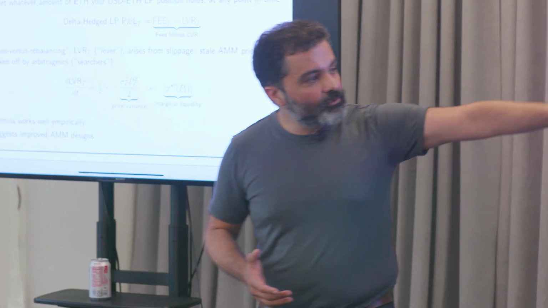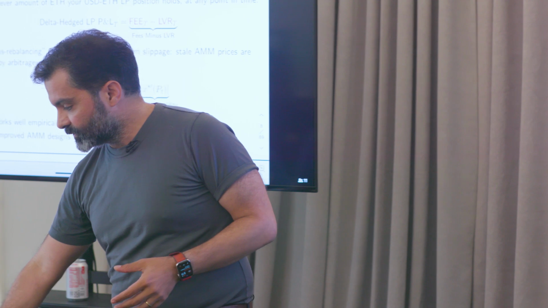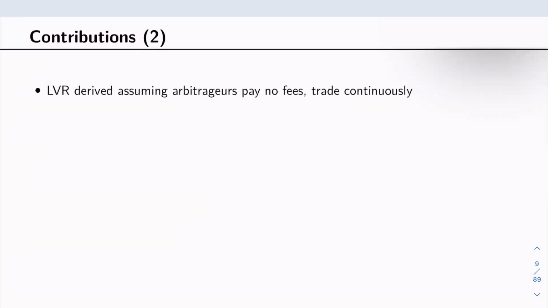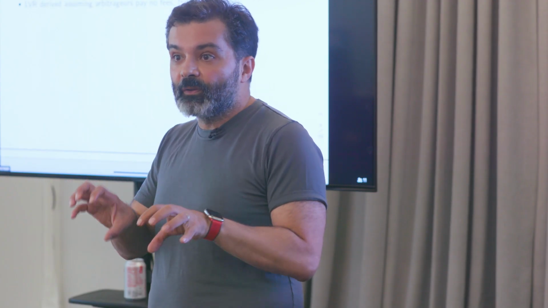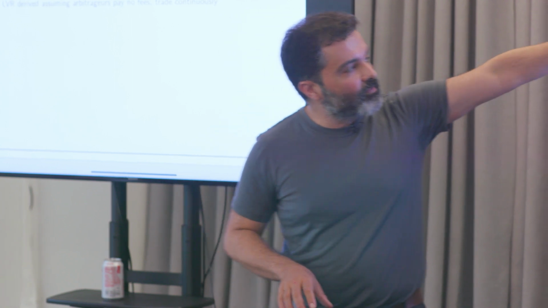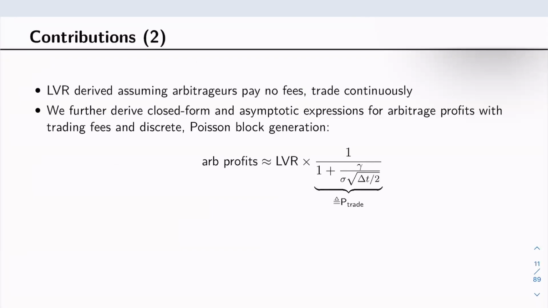And at the same time, this formula was also derived assuming that arbitrageurs can trade continuously. In reality, on a blockchain, it's literally a discrete time system. You can only trade when blocks are generated. So these are two frictions on the ability of arbitrageurs to trade that LVR does not capture. As an extension, we've analyzed what the arbitrageur profits are, assuming that they pay fees, and in a world where you only trade at times when blocks are generated according to a Poisson process.